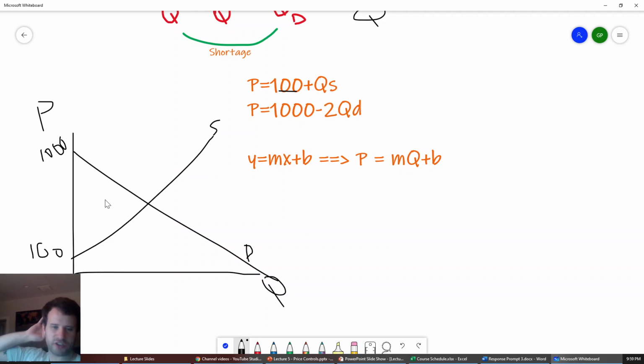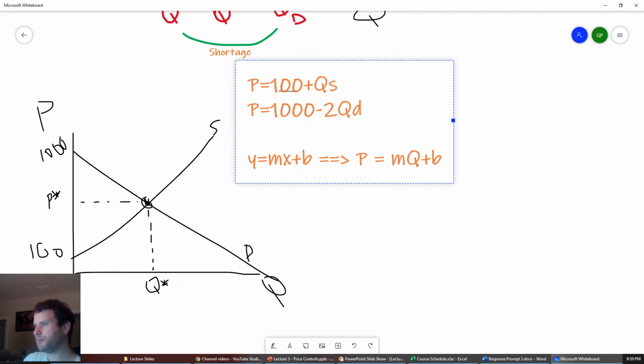Okay, if I were to ask you where on the graph is the equilibrium price and quantity, you should be able to draw it. So this is just the vanilla market before any price control. There's your P star, there's your Q star. Now we have to actually solve for what their numerical values are. Okay, so how do I do that?